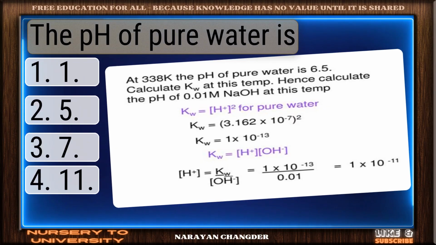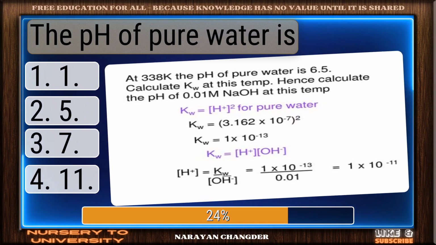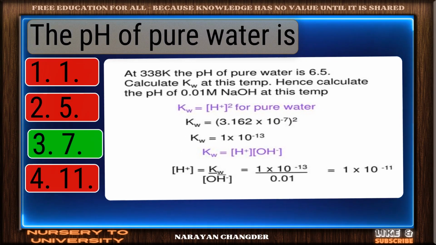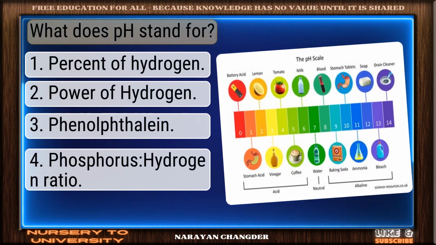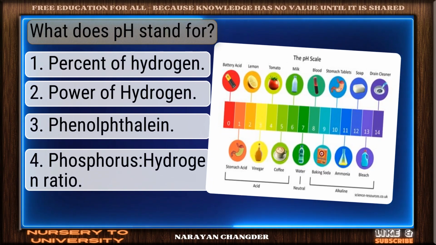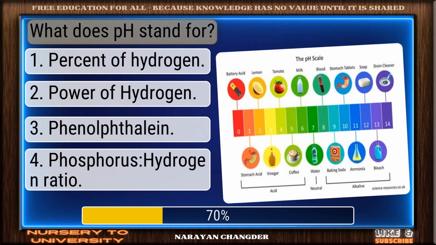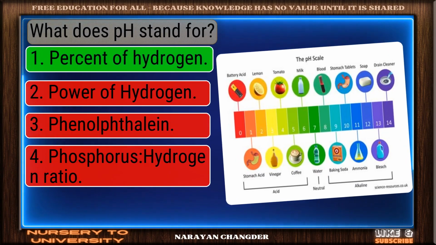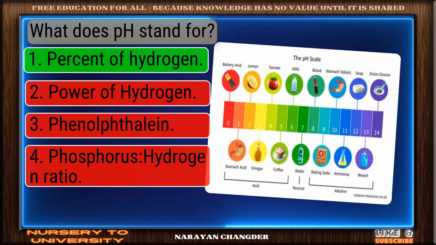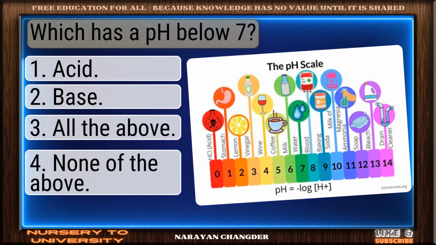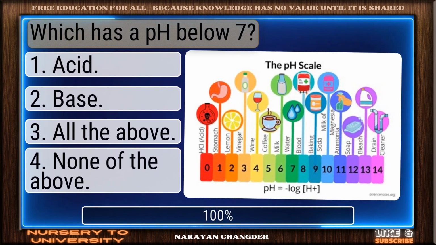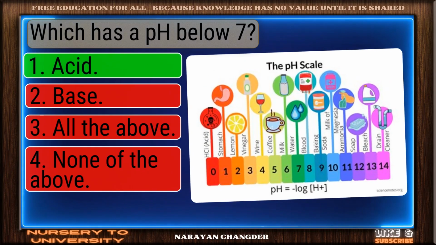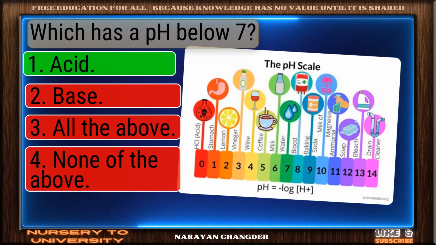Question number 227. The pH of pure water is... Sharp thinking. 7 is the right choice. Question number 228. What does pH stand for? Bravo. Percent of hydrogen is the answer. Question number 229. Which has a pH below 7? Clear logic. Your choice acid is sound and 100% true.